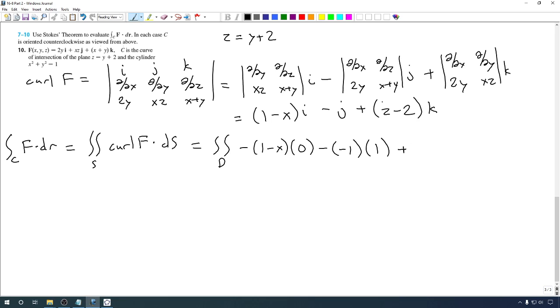Finally, we just add the last component of our curl. We have a z minus 2, though really not z minus 2, because we're integrating over something in the xy plane. We need to replace z with y plus 2. So we end up with a y plus 2, then minus 2. Of course, those will cancel each other out pretty handily.